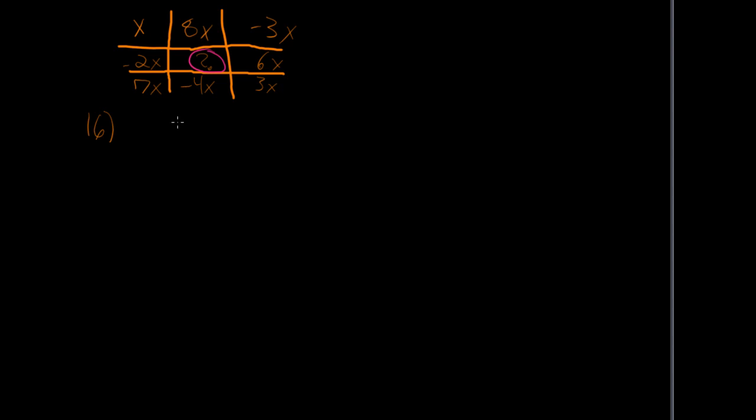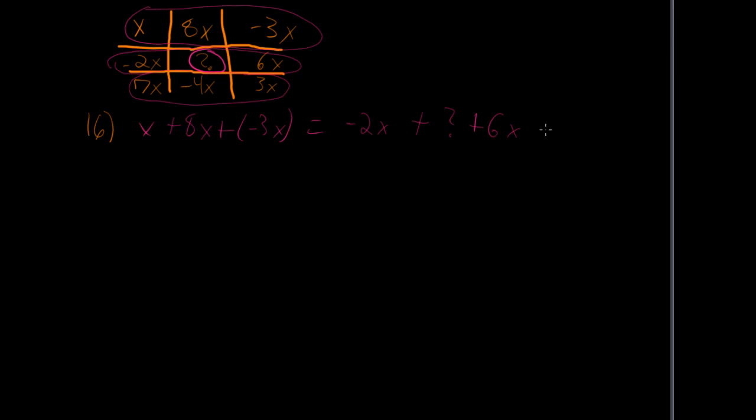So there are a few ways to approach this. One way is to say the sum of all these numbers needs to be equal to the sum of all these numbers, which needs to be equal to the sum of all these terms. So we could say x plus 8x plus negative 3x is equal to negative 2x plus some question mark plus 6x. And that is equal to 7x plus negative 4x plus 3x.